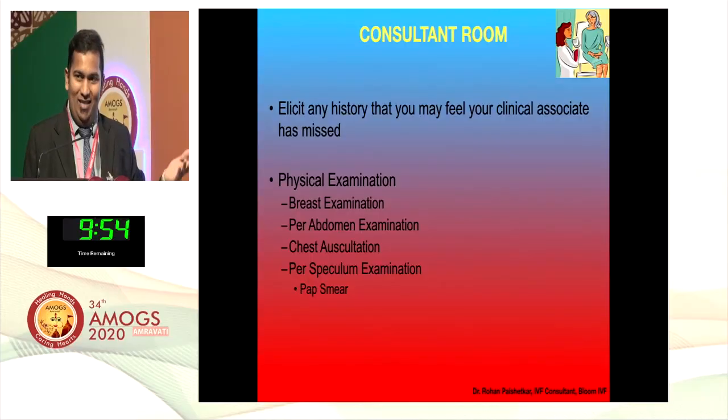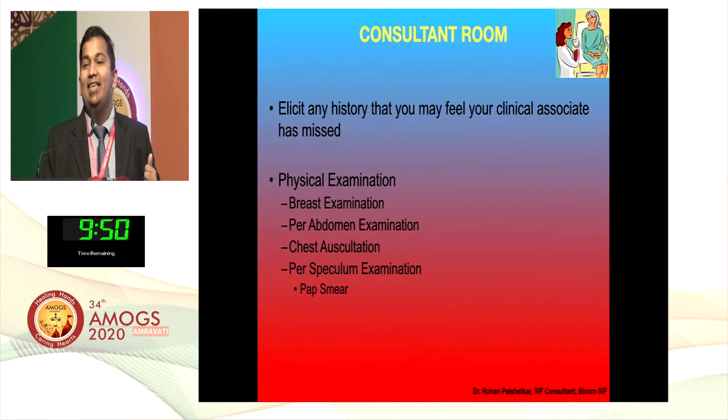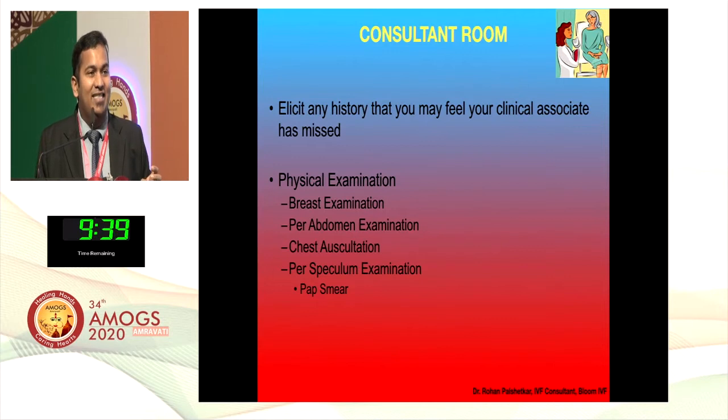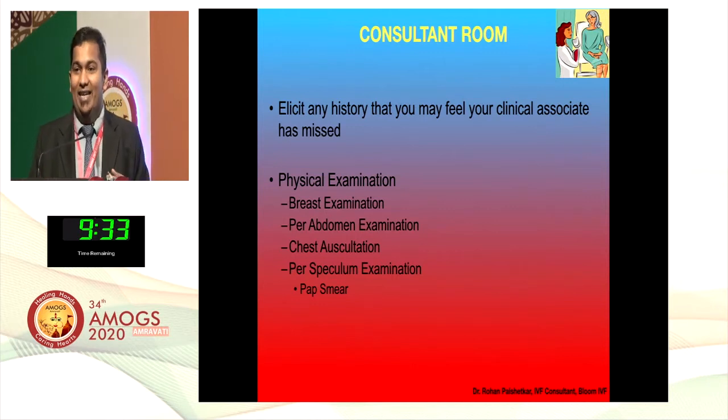When the patient comes to you from your associate's room to your room, elicit any history your junior may have missed, because sometimes they may be in a rush because of the patient load. So ensure that a detailed history is taken. Another thing, a physical examination is very important for these patients, because if you're suspecting galactorrhea or anything like that, it's important to elicit that.